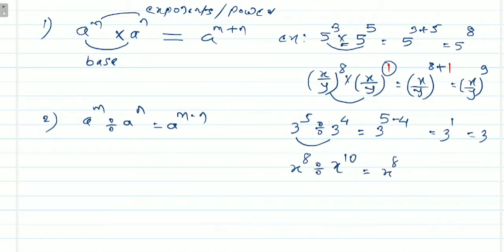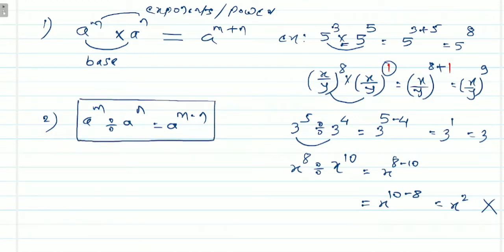It will be first power minus second power. A lot of students make a mistake: they write it like this, 8 minus 10 is minus 8, and therefore x raised to power 2. This is wrong. What is the formula? The formula is a raised to power m divided by a raised to power n is a raised to m minus n, that is, first power minus second.